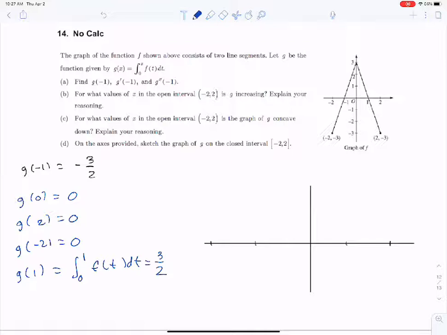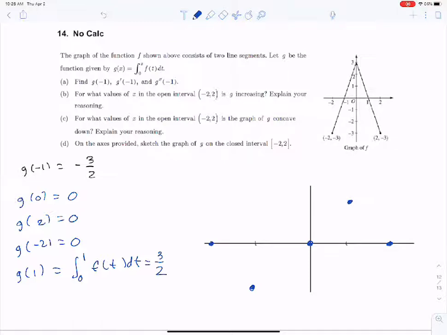Let's go and plot some points. So what do we have? We have zeros at g of 0, g of 2, and g of -2. We also have g of -1, which is -3/2. Let's call that this. And g of 1 is +3/2. Let's call that this. Now, you probably already know what this looks like, but let's just say for a second that you didn't.